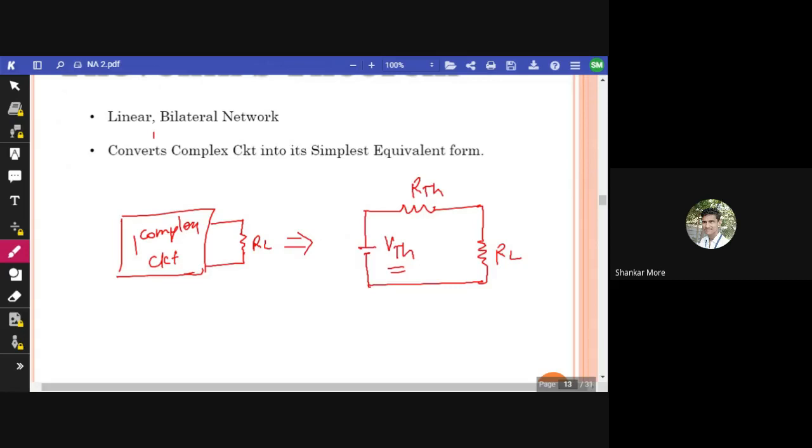So we have to make some calculations on our circuit. We have to make some changes and find out two values. Which values? We have to find VTH and RTH, and we will put RTH in series with VTH and RL will be as it is. So this will be the simplified form of the given circuit. How to calculate VTH and how to calculate RTH are the important things when we talk about Thevenin's theorem.